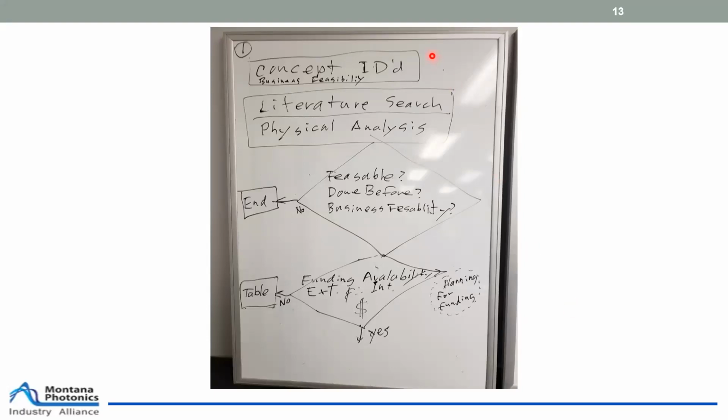Here we have that concept identified. They did a literature search and a physical analysis, and they wanted to decide if this is feasible or not. If not, they would end the project. If it was feasible, they went on to look for funding. The flowchart was then drawn and reviewed and improvements were made.